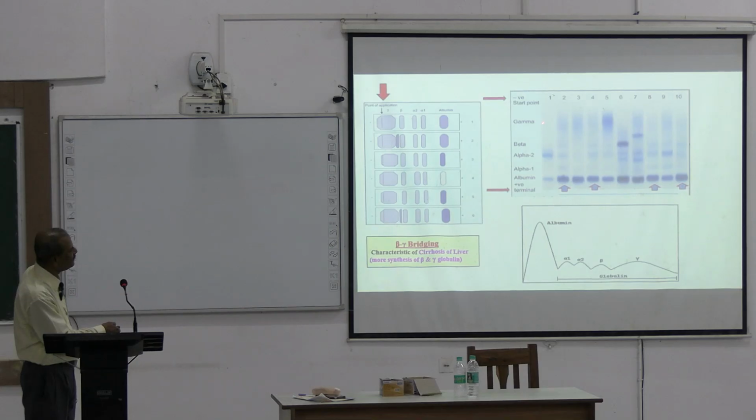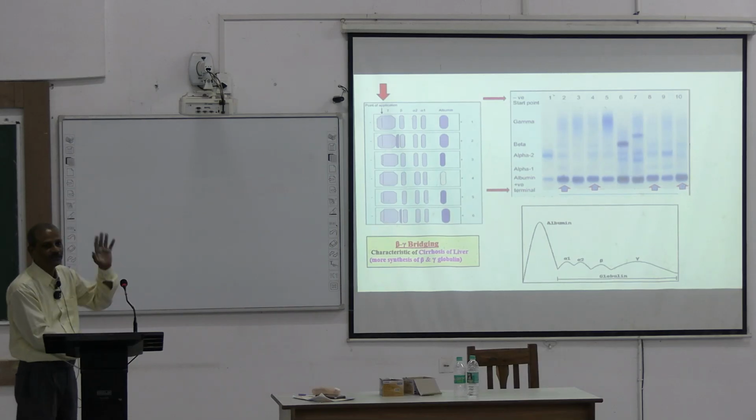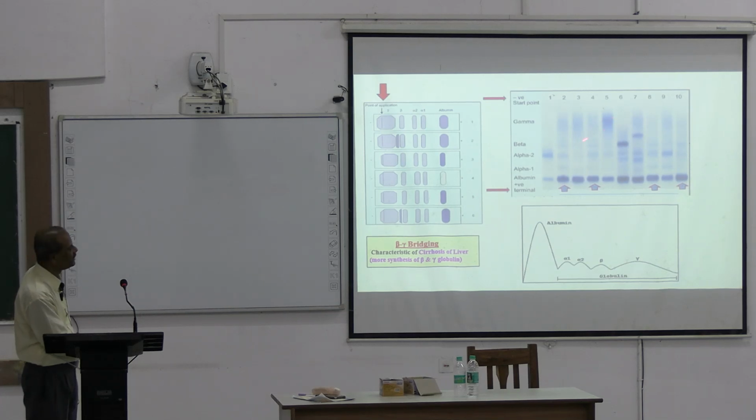So the gamma region may be absent. That means there is no gamma globulin, and this is a normal thing. Now you see there is a band here. This is indicating that the level of gamma globulin is increased.